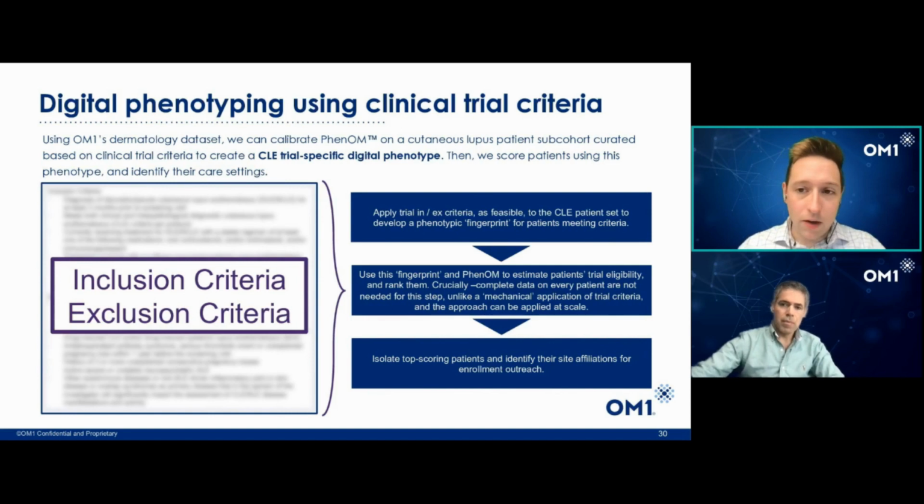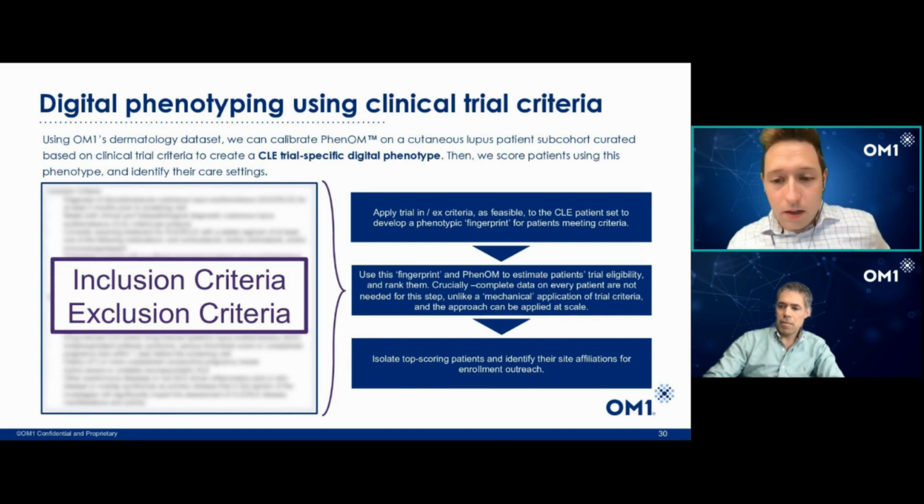We never have anywhere near enough perfect data to make an assessment at the individual level of whether a patient should be considered for enrollment or not. The reason using digital phenotyping can be quite powerful here is because we can get closer without needing perfect data.